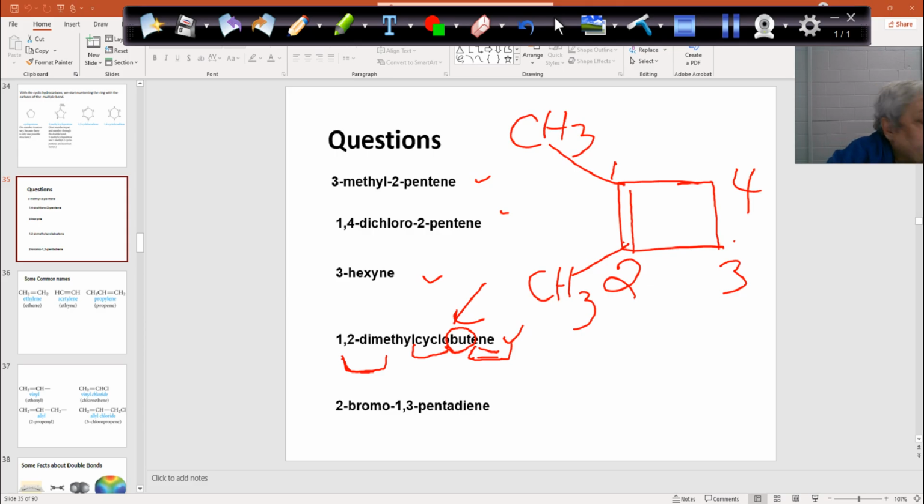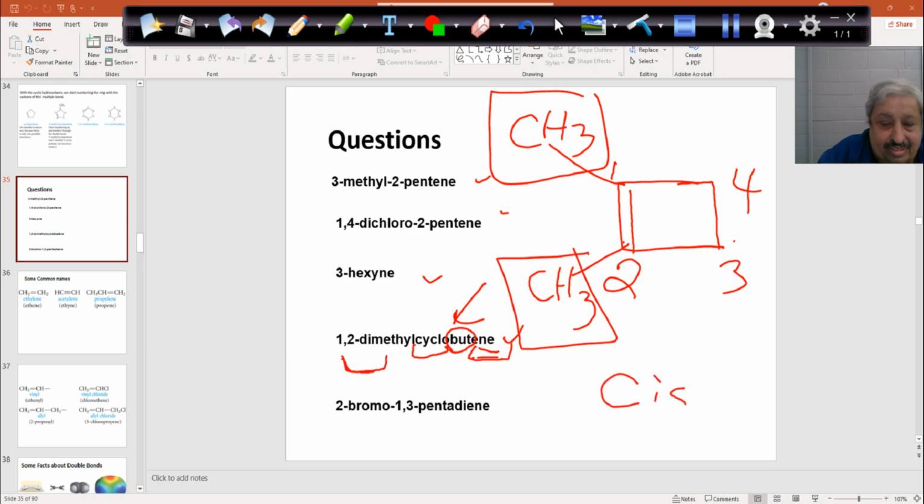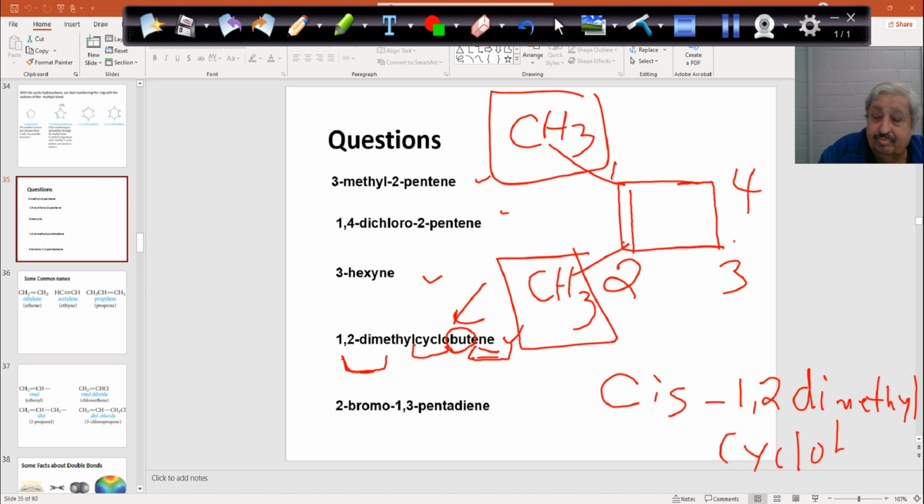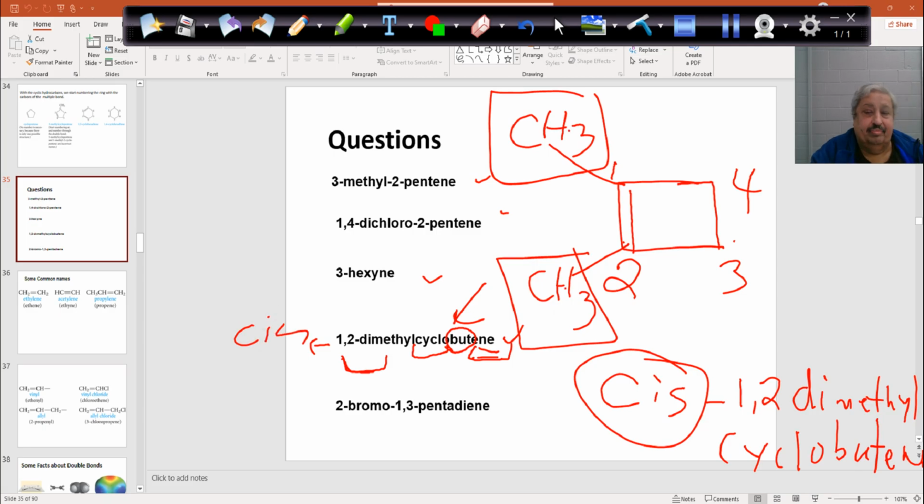Methyl. Since they are in the same orientation, this will be called cis. Cis 1,2 dimethyl cyclobut-4-ene. We have to add the word cis. So this was missing here: cis. Why cis? Because they are the same way, the same orientation in space. If one is here and the other on the other side, it will be trans.